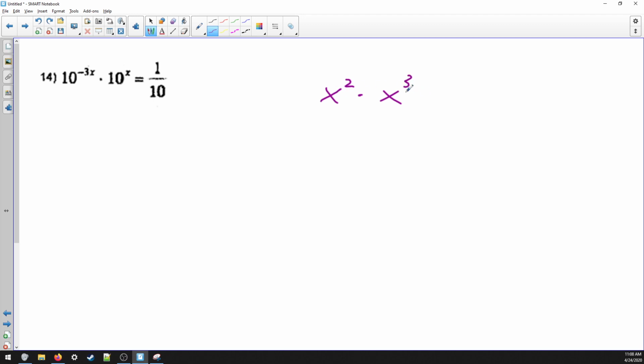If I have something like x squared times x to the third, we said if the bases are the same, in this case they're both x, I can put them together, keep the base the same, and say 2 plus 3 makes 5. And I can say x to the fifth. So I can do the same thing here.